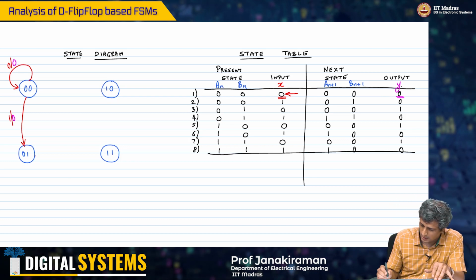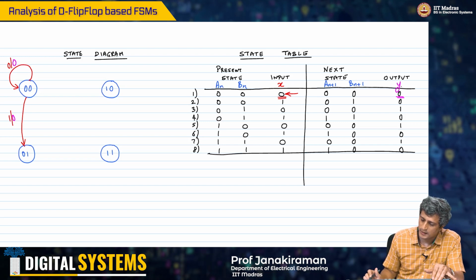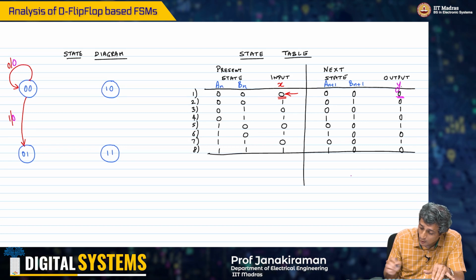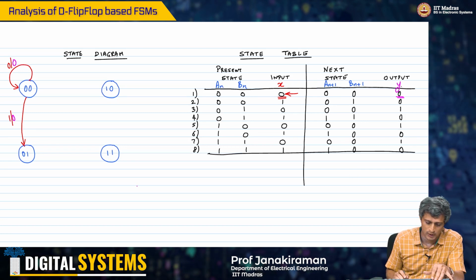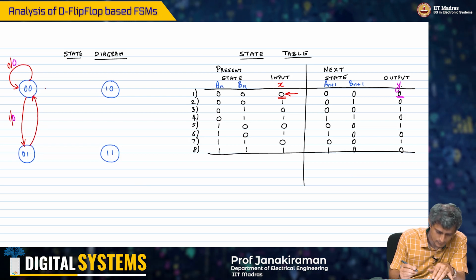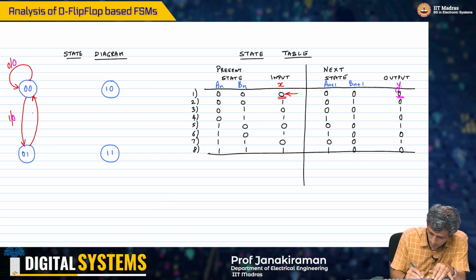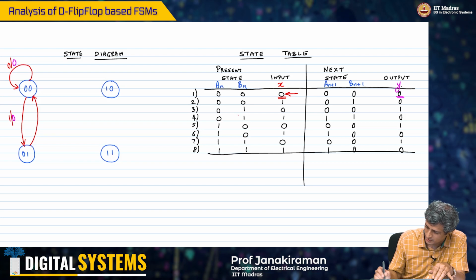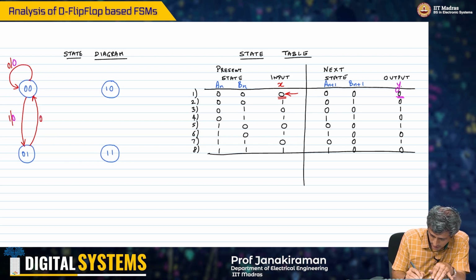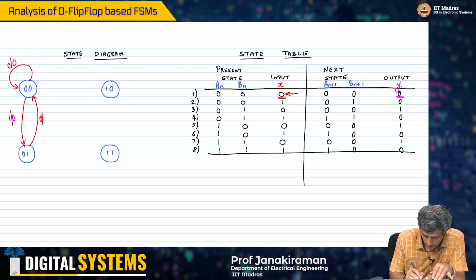Likewise, now I am at state 0 1, line 3 I am analyzing, right? I am at state 0 1, input is 0, and if the input happens to be 0, I go back to state 0 0, right? So this is the third line, 1, 2, 3. So input is 0 and output is going to be a 1.